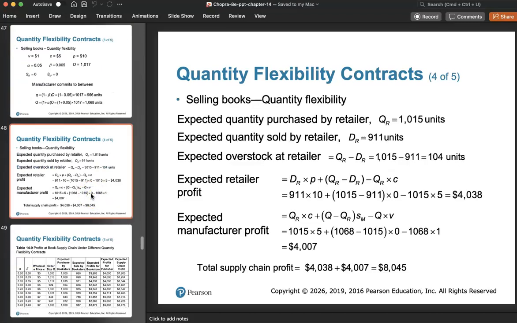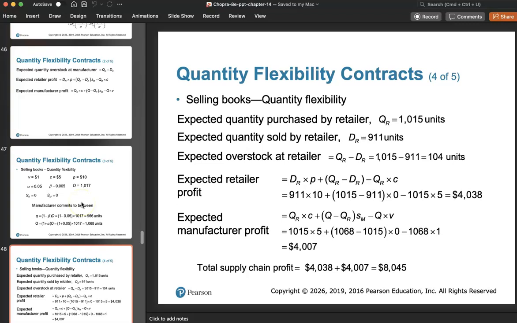Then we can calculate the expected quantity purchased by the retailer, which will be 1,015 units. The expected quantity actually sold by the retailer will be 911 units, so the expected overstock will be 104 units. Then we can calculate the expected profit for the retailer, the expected profit for the manufacturer, and the total supply chain profit. You'll notice that both the retailer and the manufacturer again will make more money than if there is no coordination. Okay, so with this, let's put these formulas into Excel and see how these numbers work out.